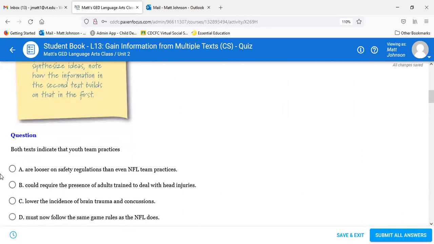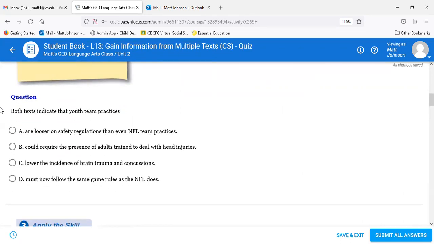How about we start with Etta? Would you mind reading number 1 for us? Okay. It says both texts indicate that youth team practices: A, are looser on safety regulations than even NFL team practices. B, could require the presence of adults trained to deal with head injuries. C, lower the incidence of brain trauma and concussions. D, must now follow the same game rules as the NFL does. Is it B? It's A.